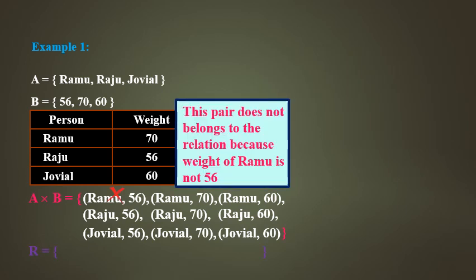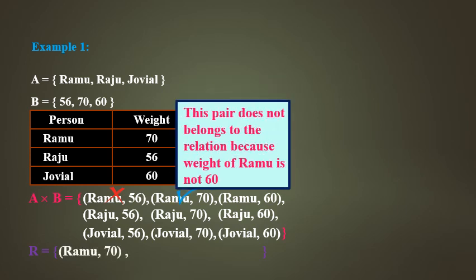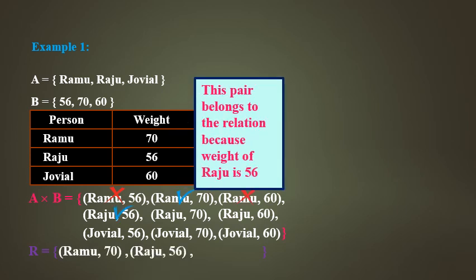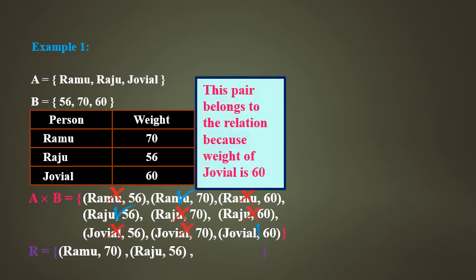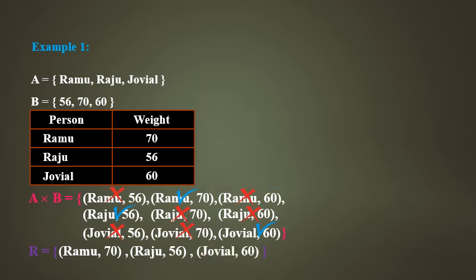This pair does not belong to the relation because the weight of Ramu is not 56, correct? We need to select where Ramu's weight is 70 only, Raju 56 only, Joel 60 only. So it does not belong. Yes, because Raju is 56 only. Again, Joel is not there. Joel is 60, then it's fine.